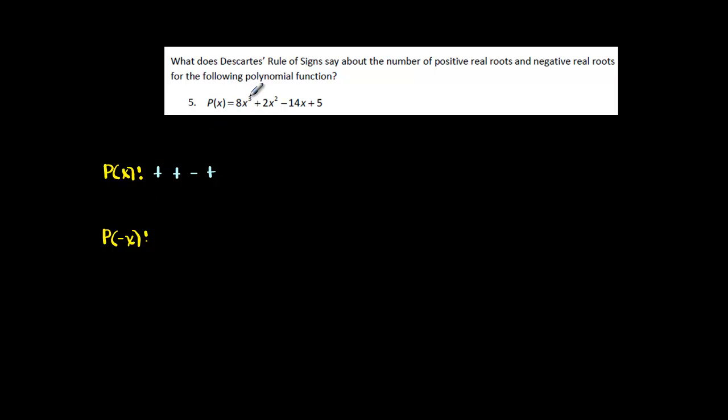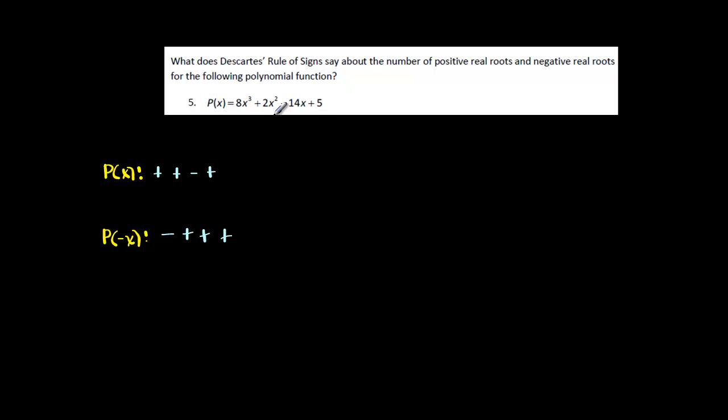For p of negative x, I'm going to change the odd powers. So this term and this term. This is now going to be negative. That stays the same because it's an even power. That changes to a positive, and then you've got that positive.